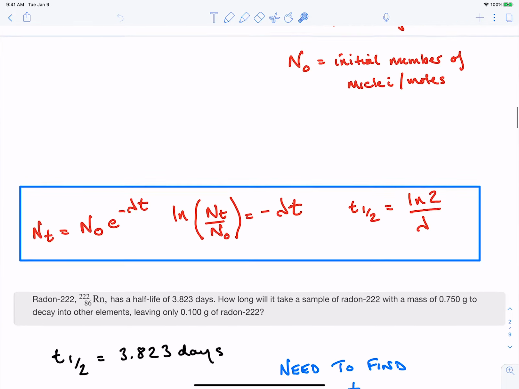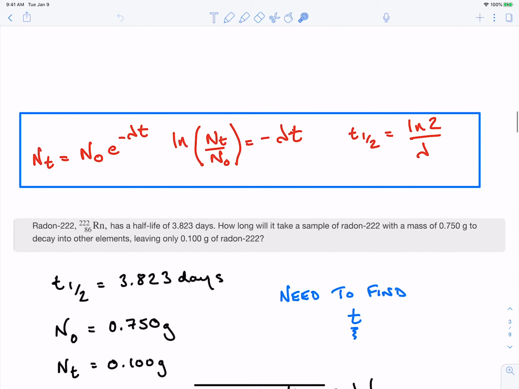And so the way I like to do these questions is I want to write down, well, what do I know? Well, I know the half-life, T half, because it's given to us here. I know that N0, the number of nuclei or the activity at the initial time, was 0.750 grams. And then we're also told that we're left with 0.100 grams. So after a certain amount of time, NT equals 0.100. And so what we need to do is find T.